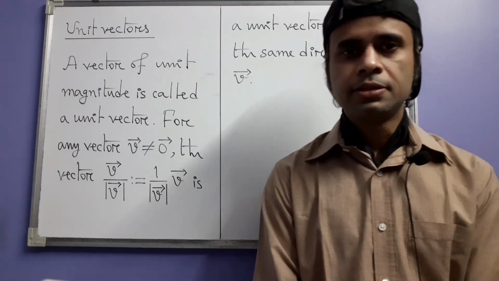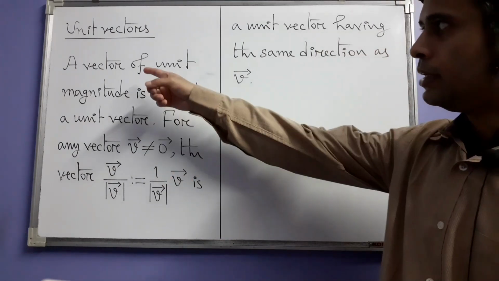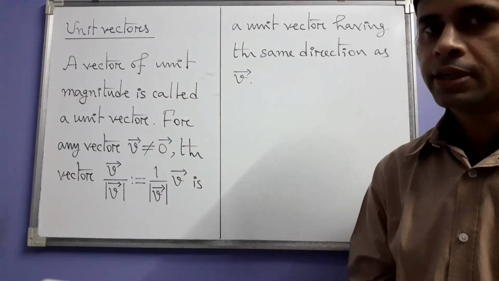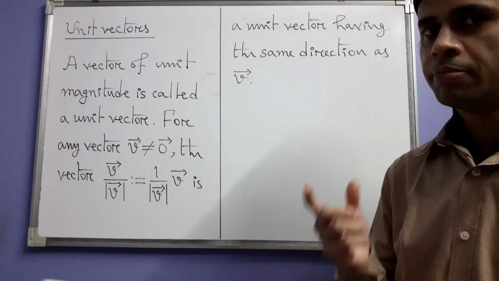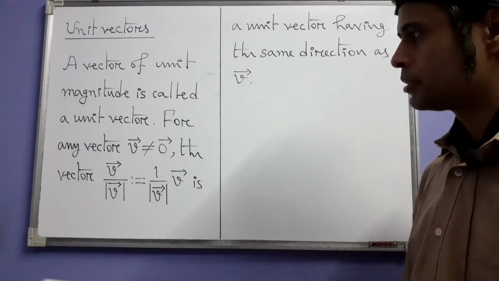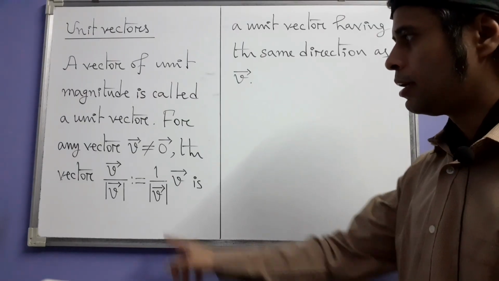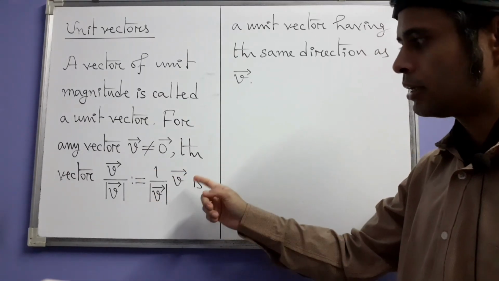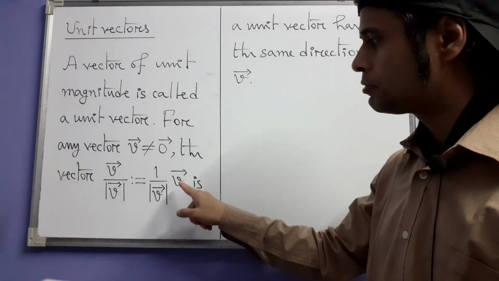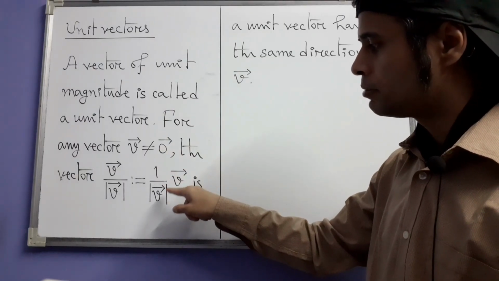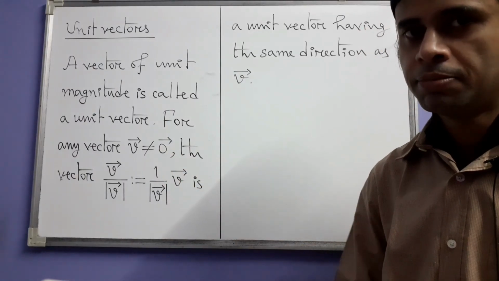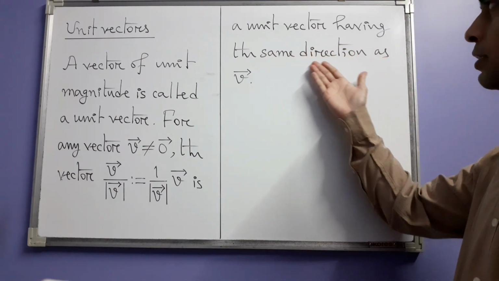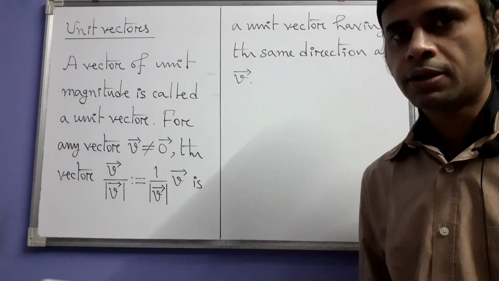The next topic is unit vectors. Any vector of unit magnitude is called a unit vector. That's just the definition. It can have any direction, but the magnitude should be 1, the real number 1 of course. And if you have any non-zero vector v, then the following vector is a unit vector, which is obtained from v by dividing v by its magnitude. And not just that, it is a unit vector having the same direction as the original vector v.